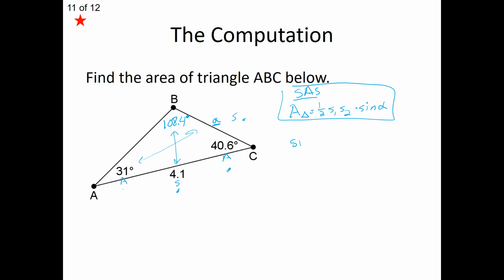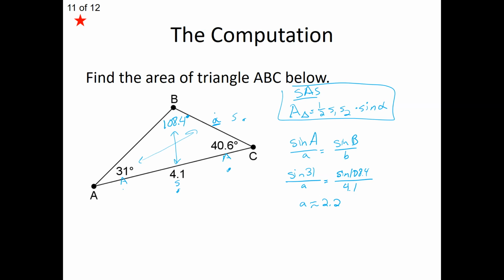We have the sine of angle A over A equals the sine of angle B over B. So we'll fill in what we know. The angle A is 31 degrees, over side A, equals the sine of angle B, which is 108.4 degrees, over side B, which is 4.1. To save some time, I'm going to cross multiply and solve. We get A to be roughly 2.2. So I'll let A be 2.2.